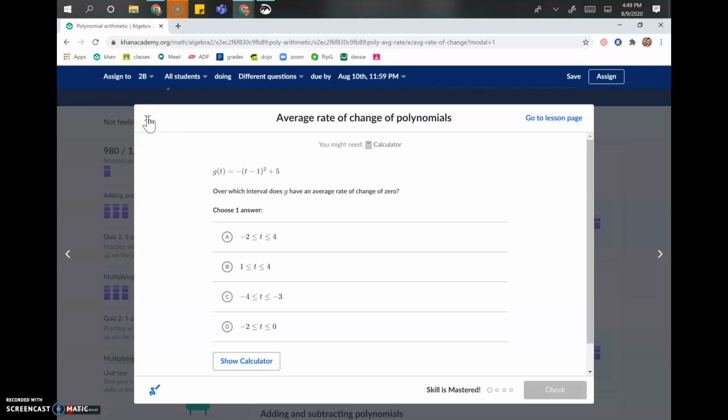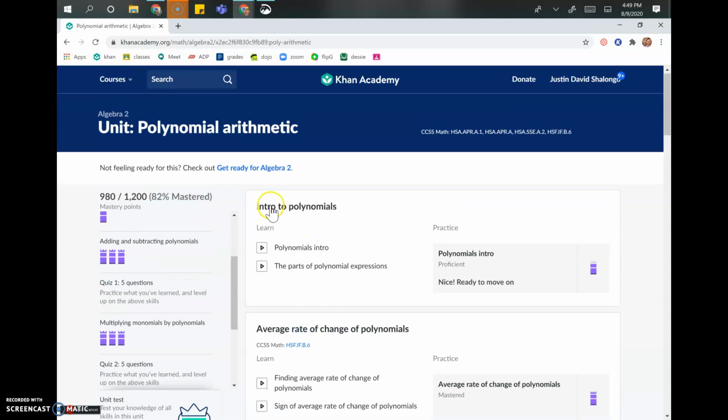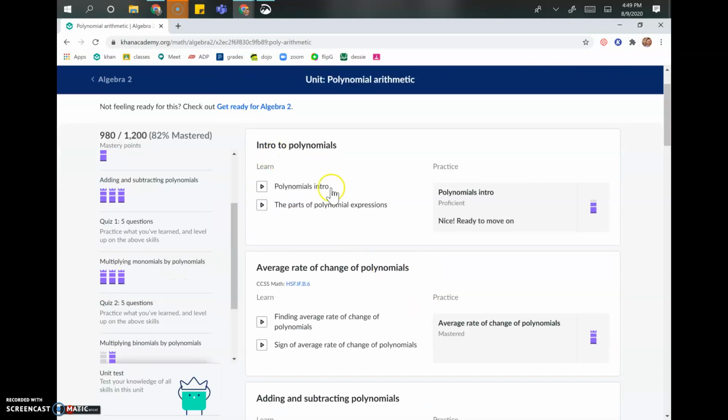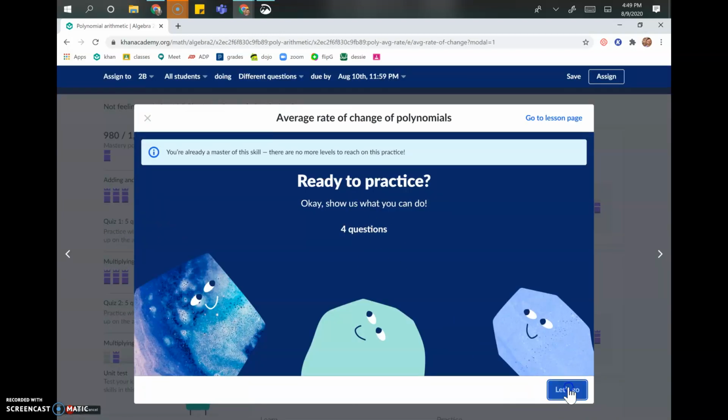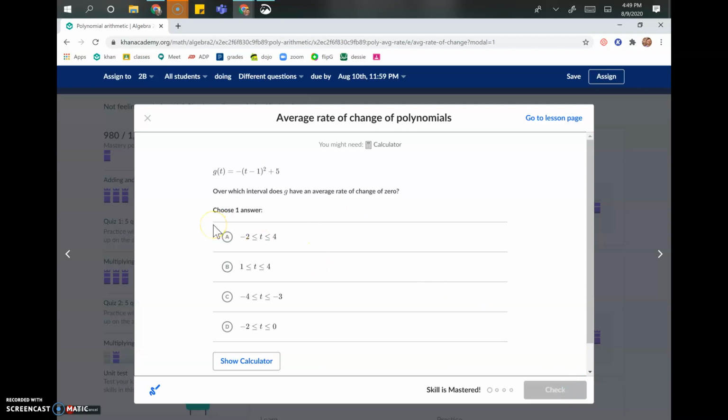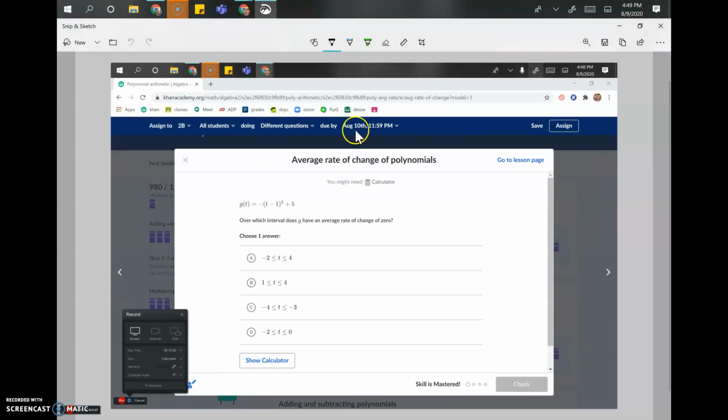Today we're going through the second lesson in Algebra 2 in the Polynomials unit, the arithmetic unit. Average rate of change of polynomials. And a little review, average rate of change is slope. So we're going to be talking about the slope of 2 points, between 2 points.